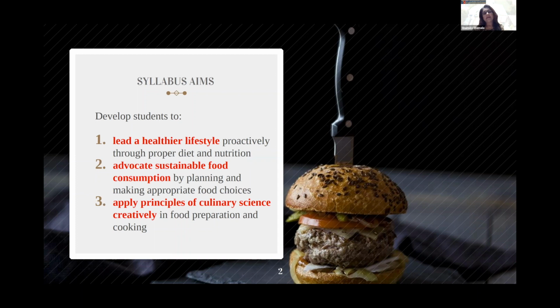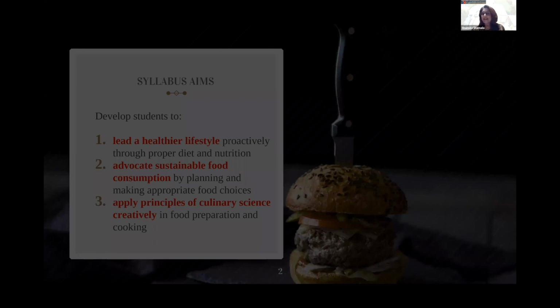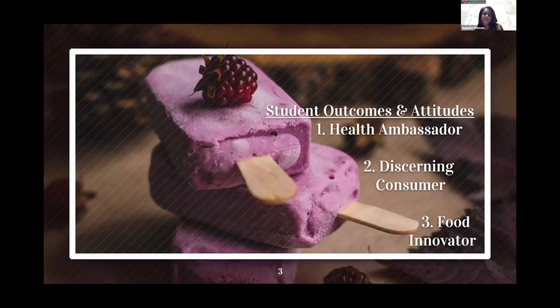This subject is aimed to develop students to lead a healthier lifestyle proactively through proper diet and nutrition, advocate sustainable food consumption by planning and making appropriate food choices, apply principles of culinary science creatively in your food preparation and cooking. So let's look at the student outcomes and attitudes.